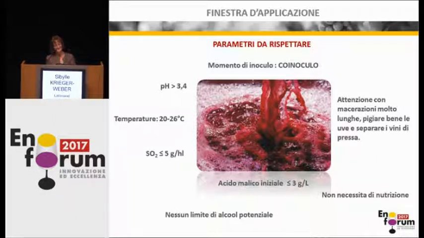Field of application: pH above 3.5, with the best temperature range between 20 and 26 degrees Celsius. There is no need for nutrition, and there is no limitation on the final alcohol level for this bacteria strain.